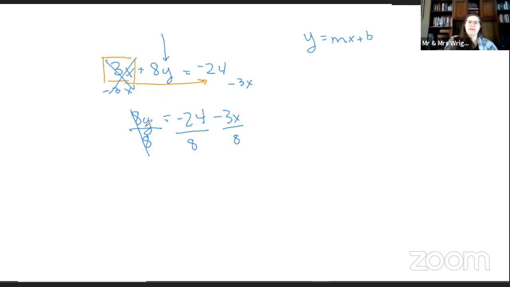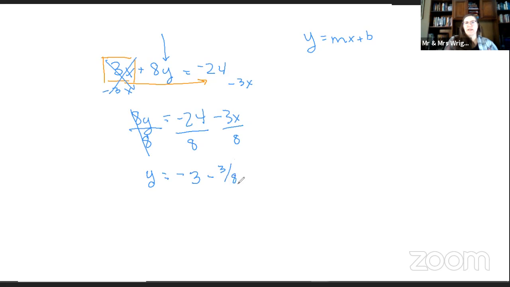So now we have this is reduced down to just y. And then you have negative 24 divided by 8. I always start with my signs. I have an odd number of signs, so my answer is going to be negative. 24 divided by 8 is going to be 3. And then I have negative 3/8x. Well, 3 can't be divided by 8, and there's no way for me to reduce that. So it's already in its reduced form.